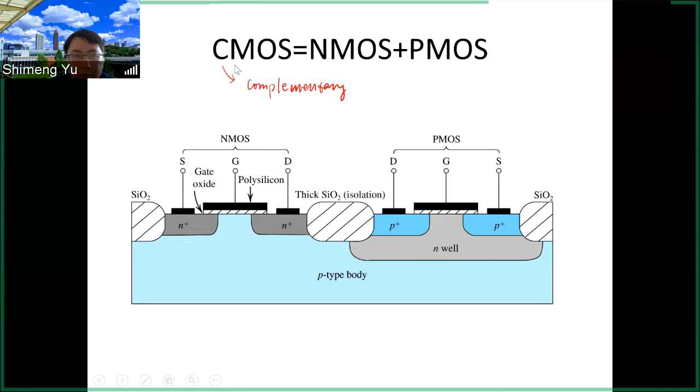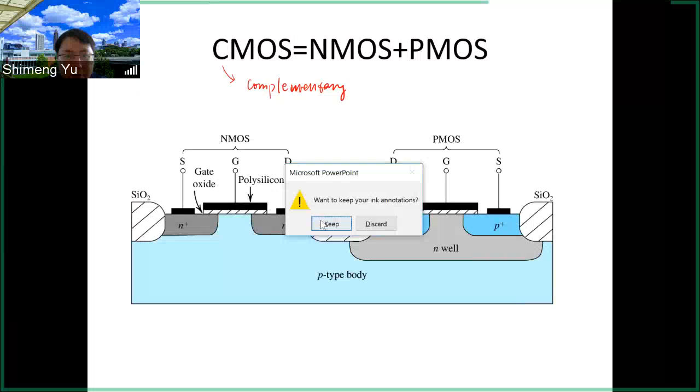So this is CMOS technology, and we'll discuss the CMOS inverter later today. That is the simplest circuit we can build: one PMOS plus one NMOS. Any questions?